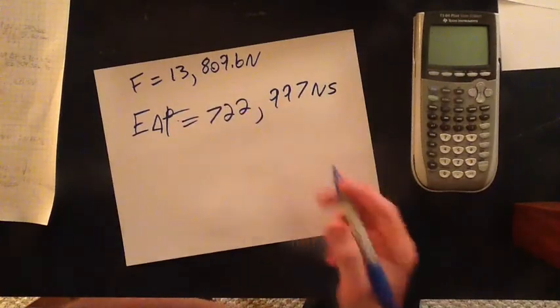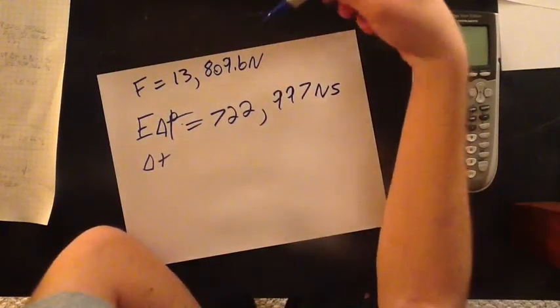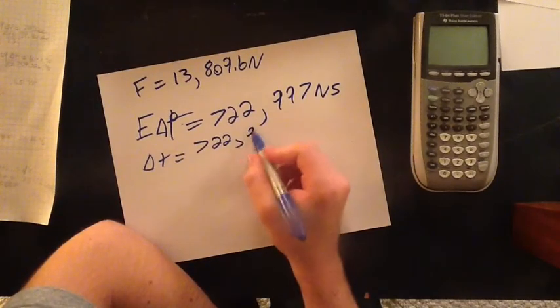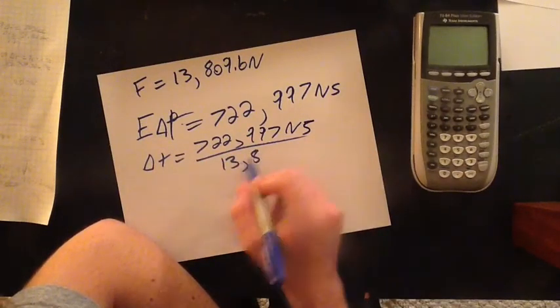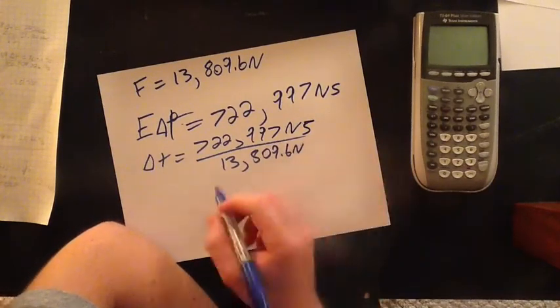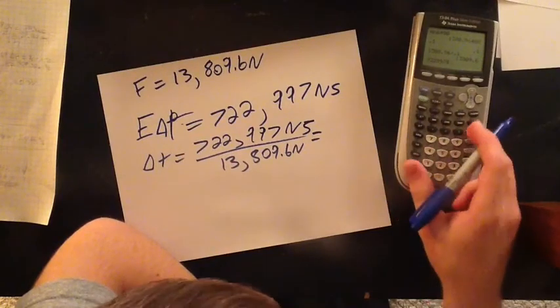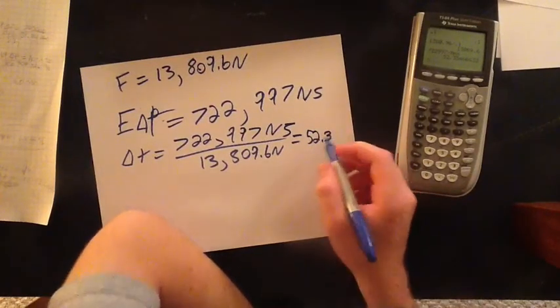So this force is known to be 13,809.6. This would be the maximum force Batman could have exerted against him, so that would make the minimum time equal to 722,997 newton seconds over 13,809.6 newtons, which is equal to 52.35 seconds.